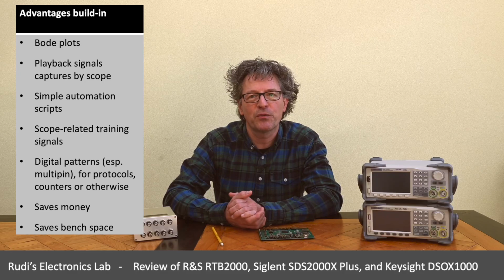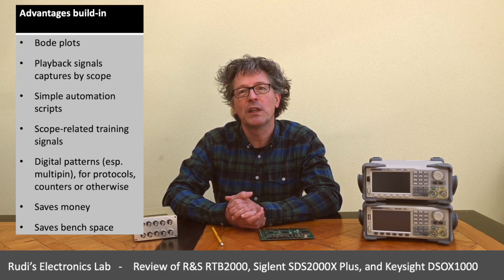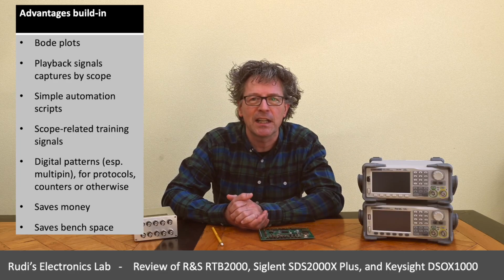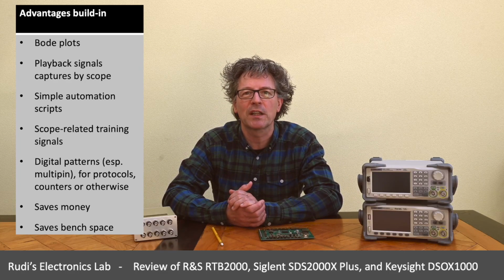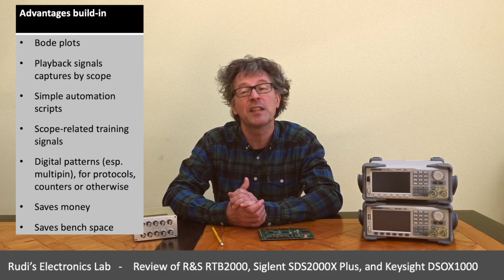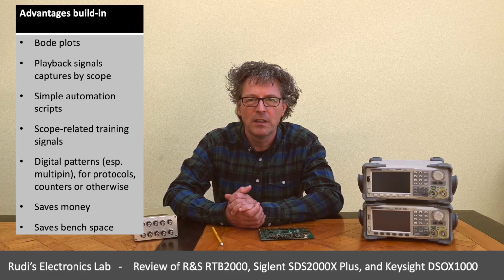Then having such a thing built into a scope may also offer you some more oscilloscope related training signals that might be very useful. These are training signals that you hardly ever find in external devices like this. So I'm talking about training signals that have got glitches in there, training signals that have particular characteristics, noise, challenges when it comes to triggering them, and so forth.